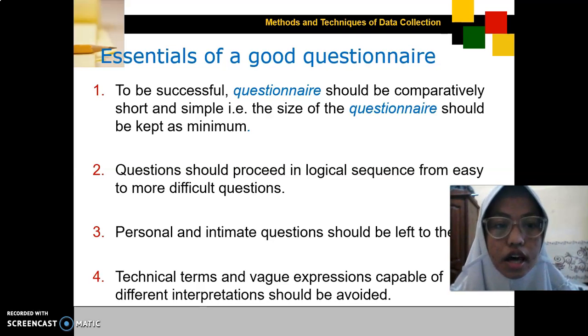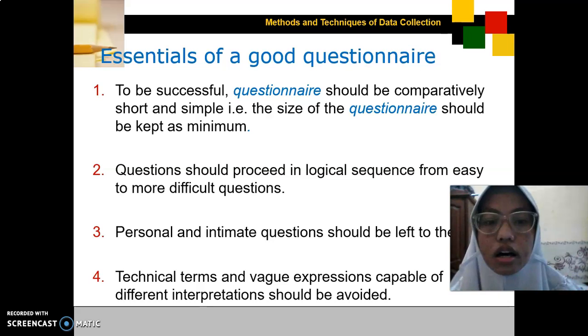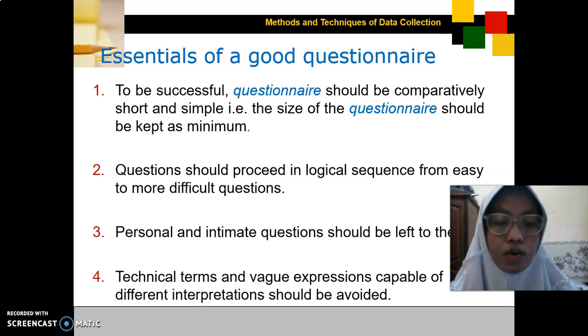Okay, essentials of a good questionnaire. To be successful, a questionnaire should be comparatively short and simple. So the size of the questionnaire should be kept to a minimum. In this questionnaire, it must be simple, like a simple question, but the answer to each question may be long, which helps us get valid data.